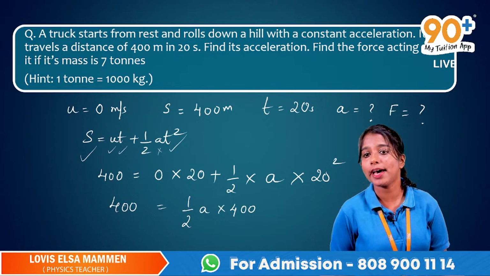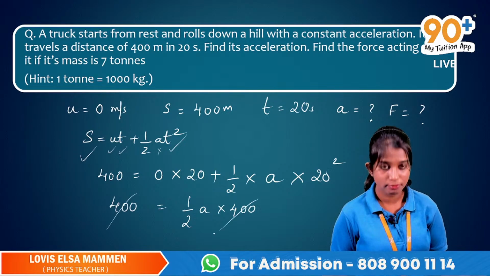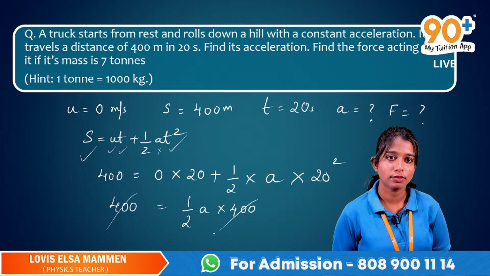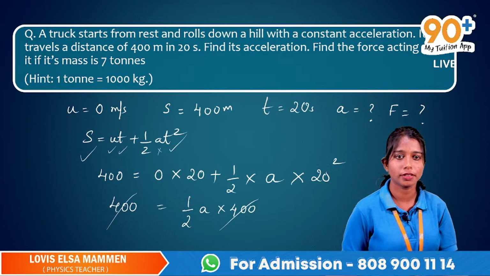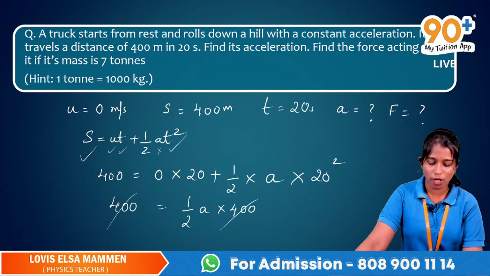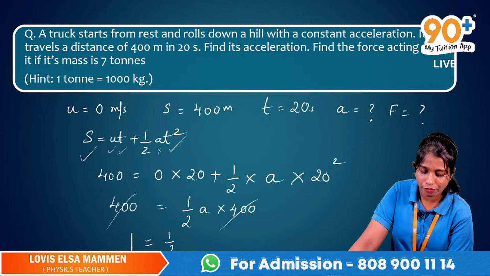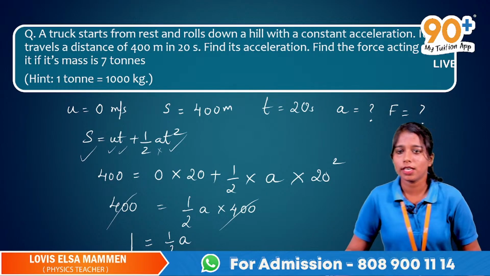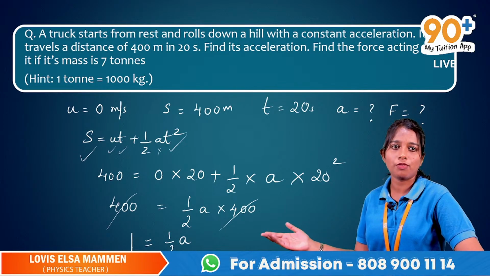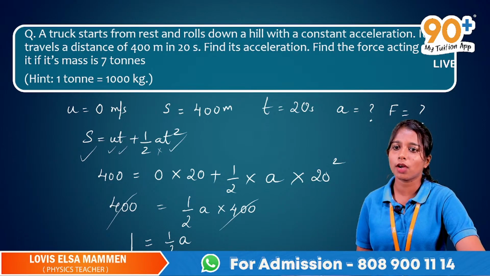Four hundred is there in the LHS and RHS. It is there on both sides, so we can cancel it. It is there in the LHS as well as in the RHS, so you can cancel 400 and 400. Okay. So what is remaining? 1 is equal to half a. Sorry, let me move that. Yes, 1 is equal to 1. We cut 400, so what is here? 1 is there. So 1 is equal to half a.